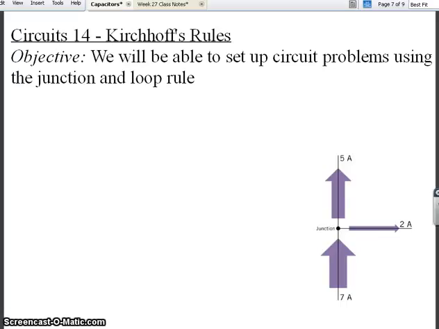Good morning, class. Today we're going to learn about circuits 14, Kirchhoff's rules. Today we will be able to set up circuit problems using the junction and the loop rule, okay?